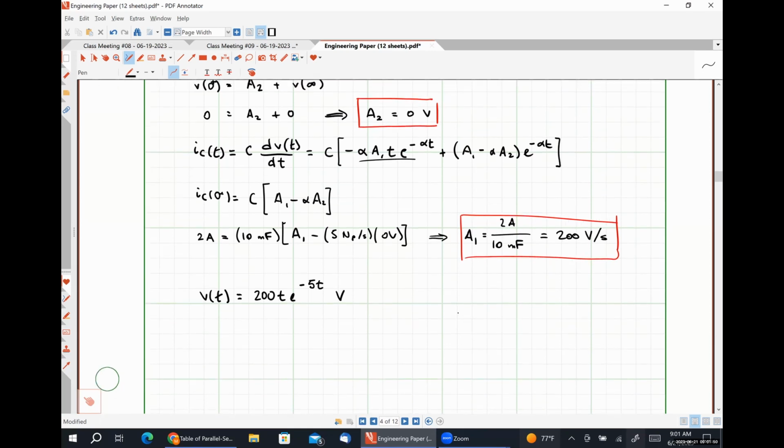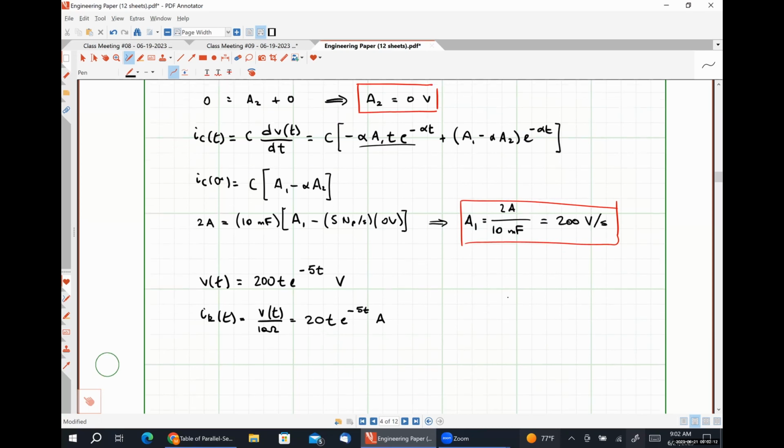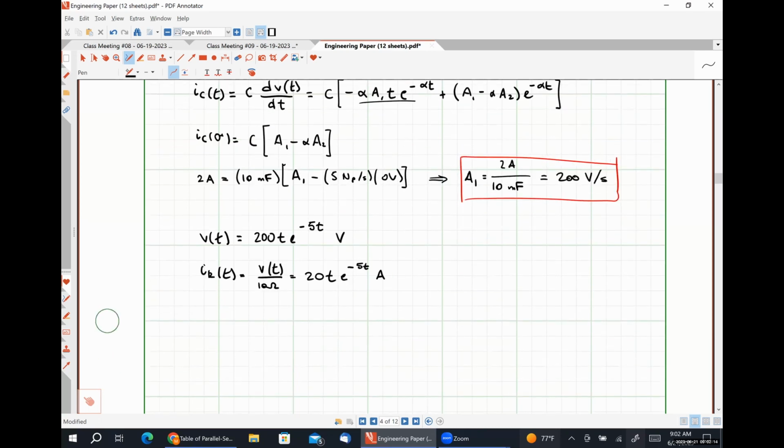From this, IR of t, something that we were trying to find, is just V of t over 10 ohms, the value of our resistor. So that's going to look like t e to the minus 5t amps. So that's one of the things that we were trying to solve for.